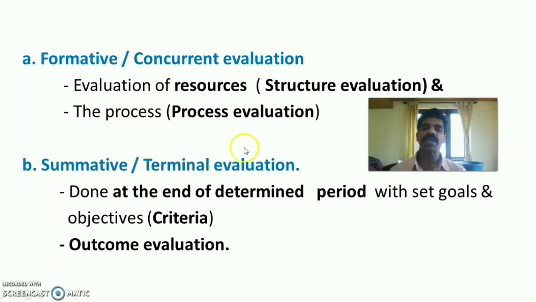Then summative or terminal evaluation is usually done at the end of the family nursing process. It is done at the end of the determined period with set goals and objectives, so with certain criteria. It is also known as outcome evaluation. Summative or terminal evaluation is also known as outcome evaluation.